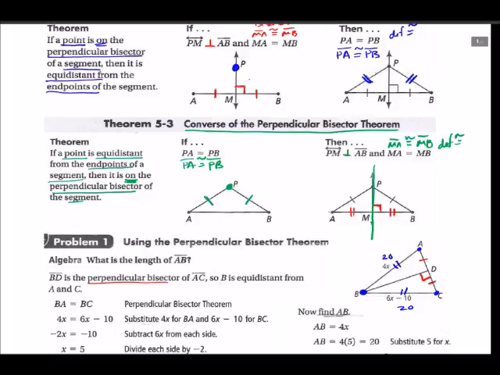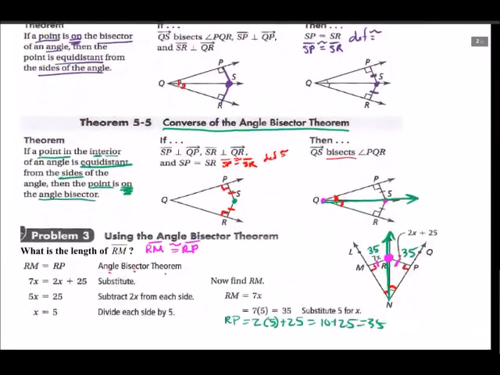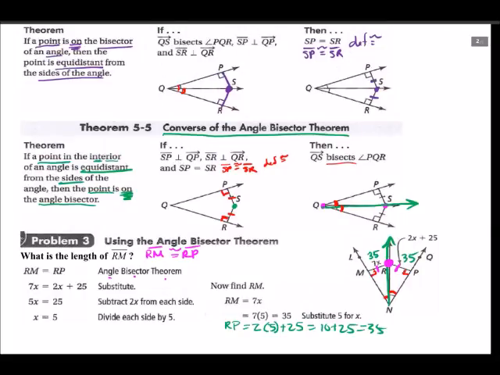Don't forget, perpendicular bisector is two different things. So we have a perpendicular bisector of a segment and an angle bisector, and they have special properties. So as long as you are careful and look for your requirements, you will be just fine.